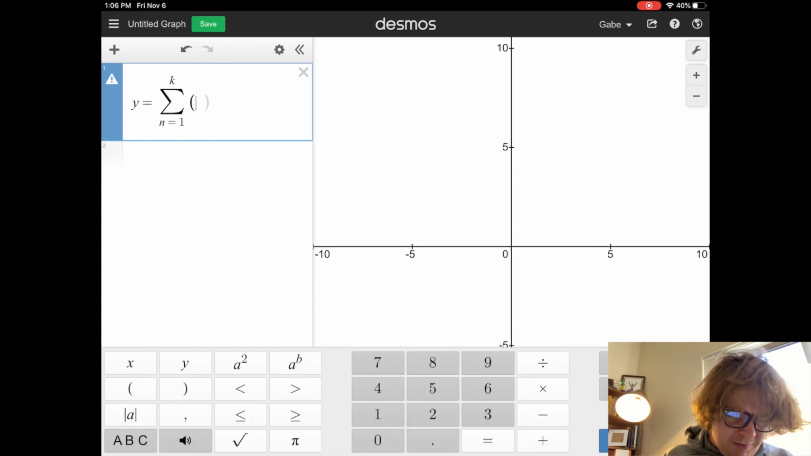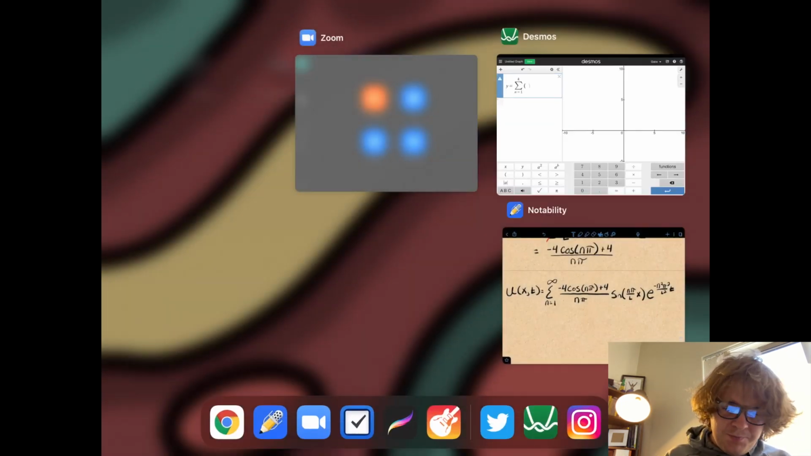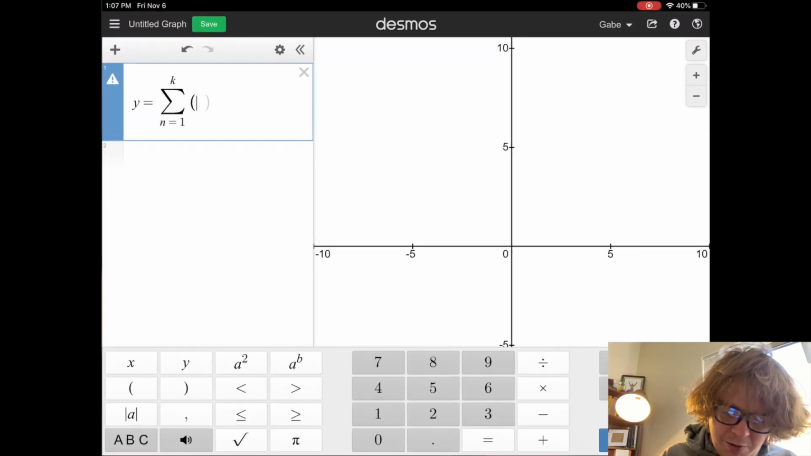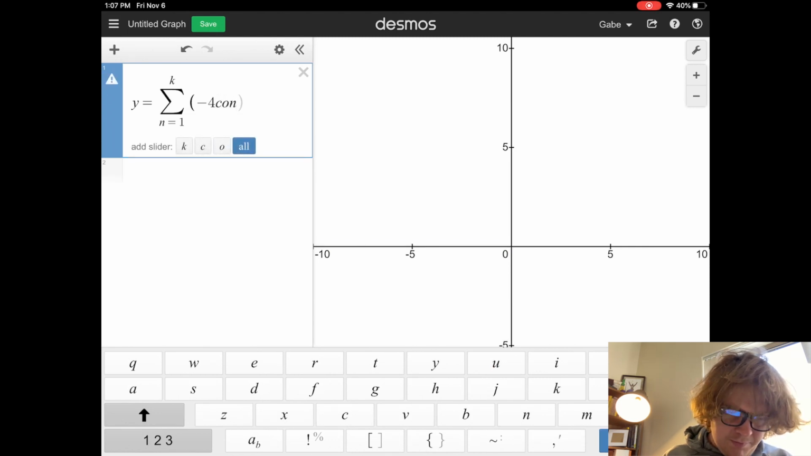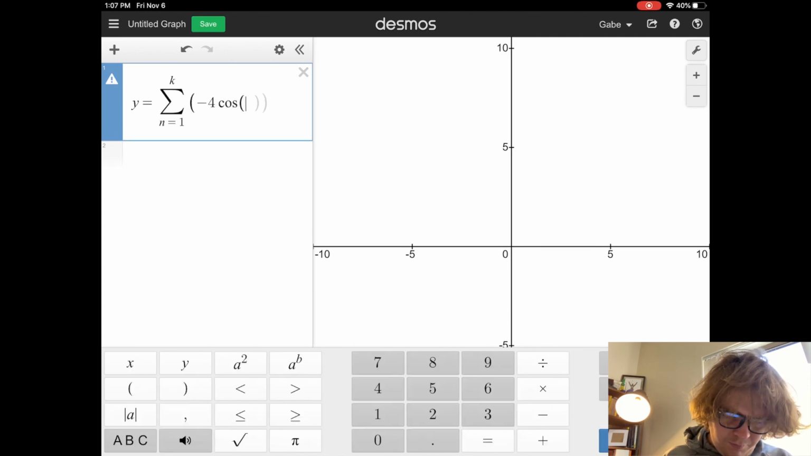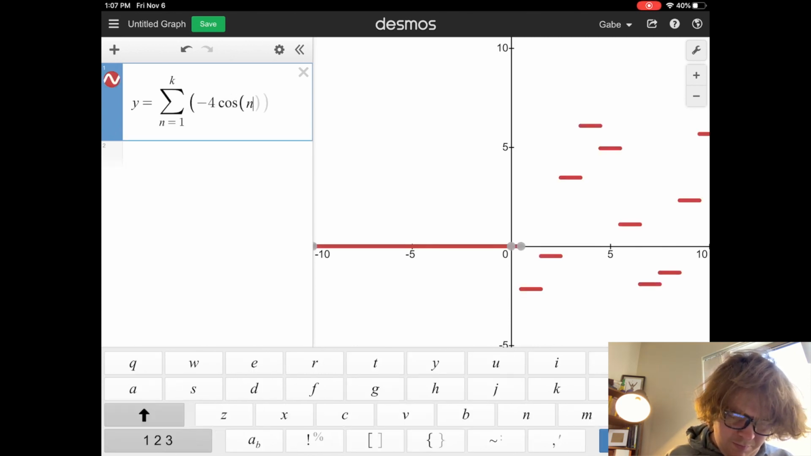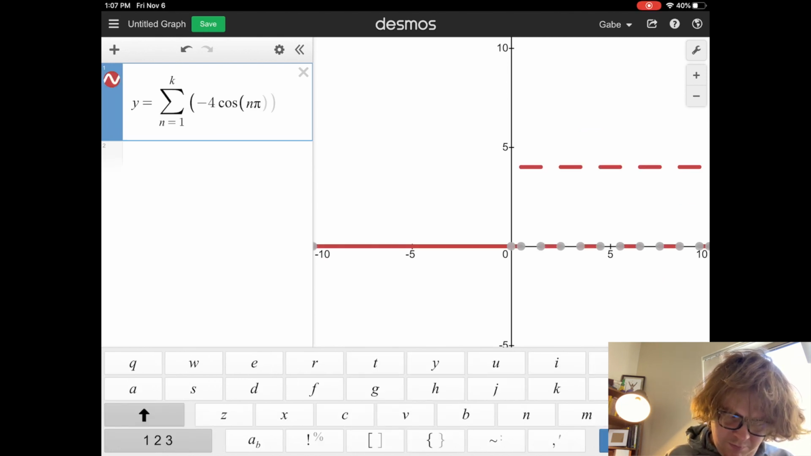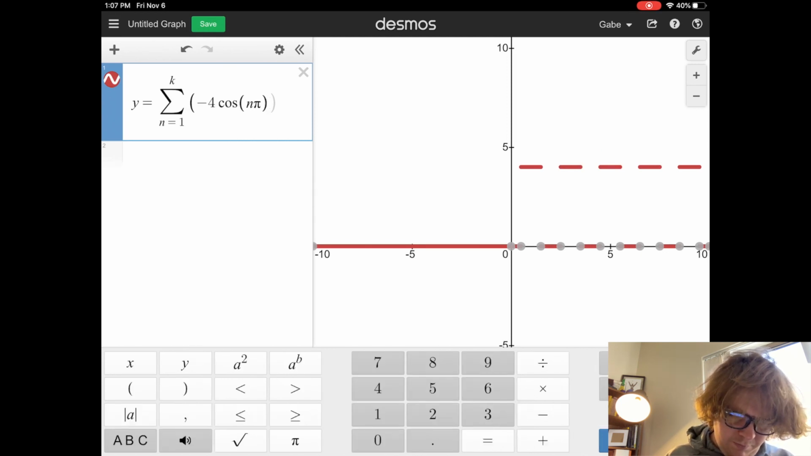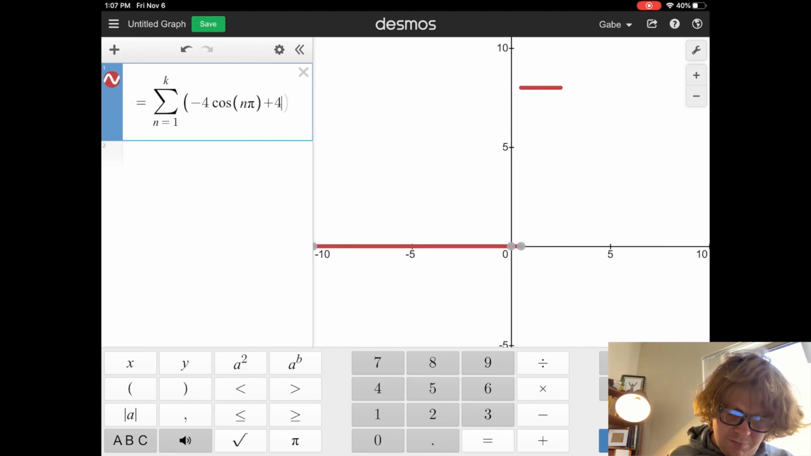And now we have to enter our b sub n's, which, let me remind myself, negative 4 cosine of n pi plus 4 over n pi. So we'll have a negative 4 cosine, plus a 4, I think it's just plus 4, right? Plus 4 divided by n pi.